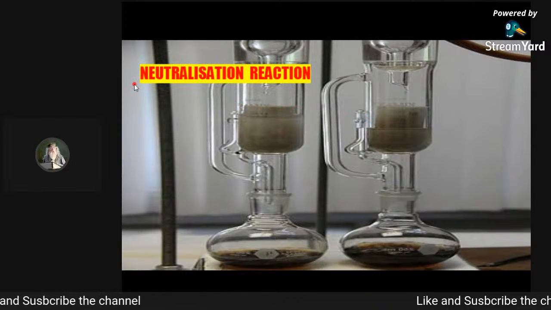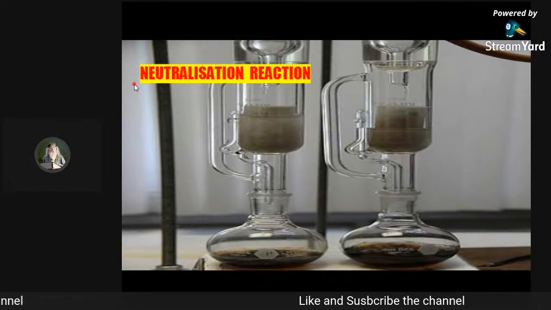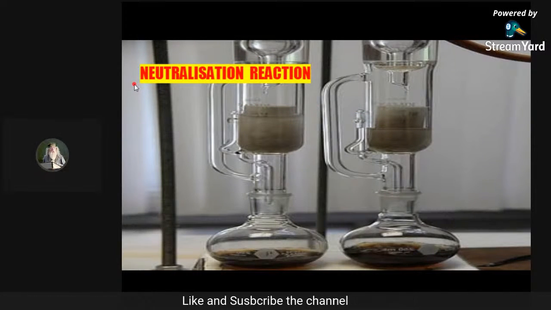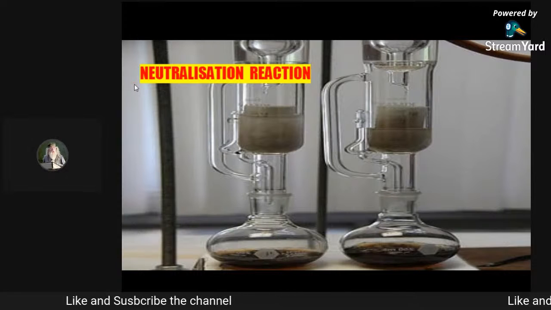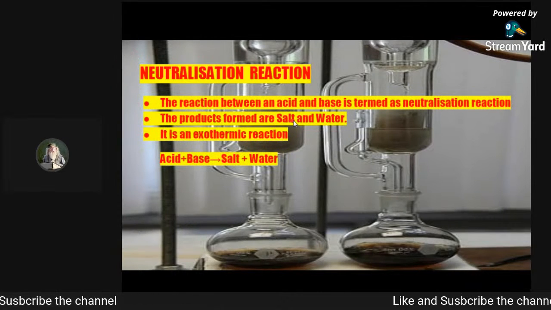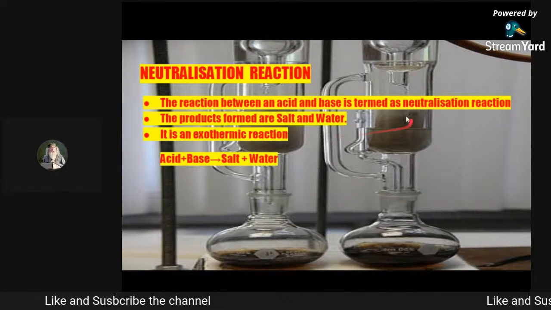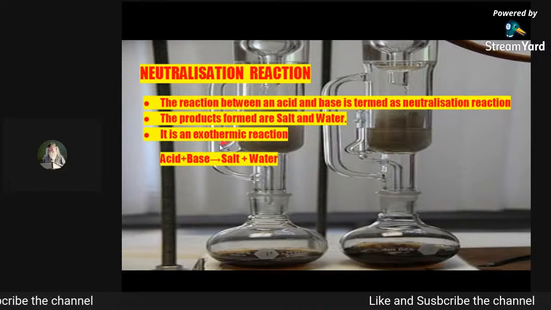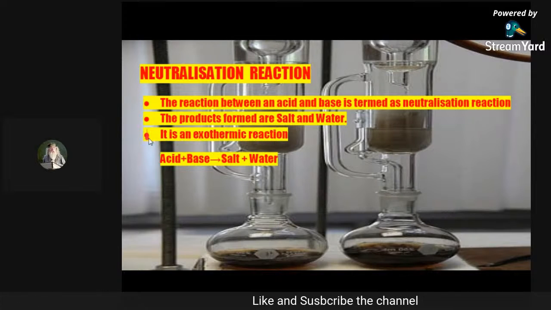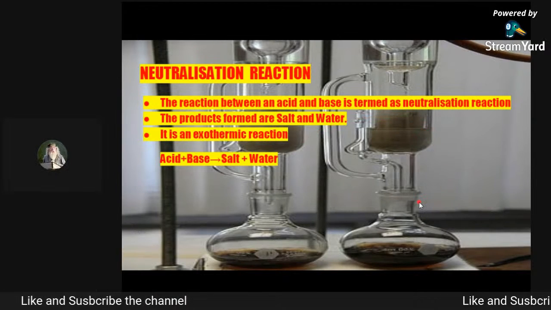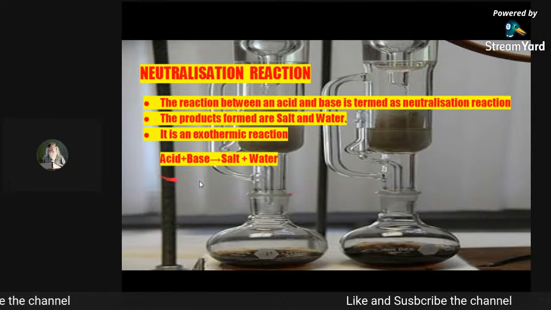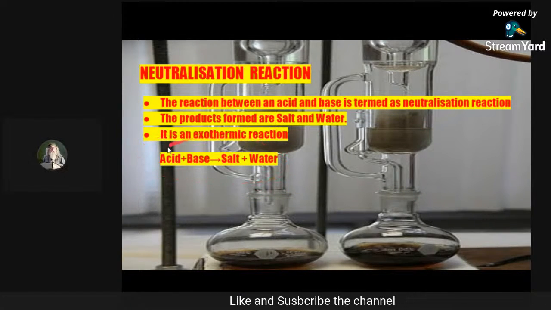Now we are coming to the topic of neutralization reaction. Neutralization reaction is the reaction between an acid and a base. Products that are formed are salt and water. It is an exothermic reaction, that means heat is evolved during the reaction. So acid plus base forms salt plus water.